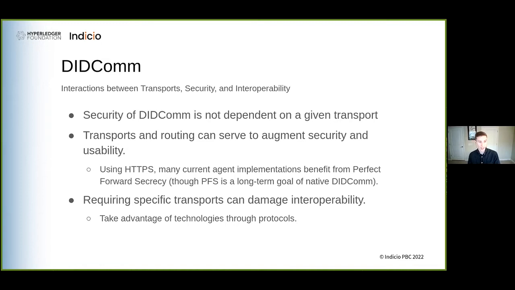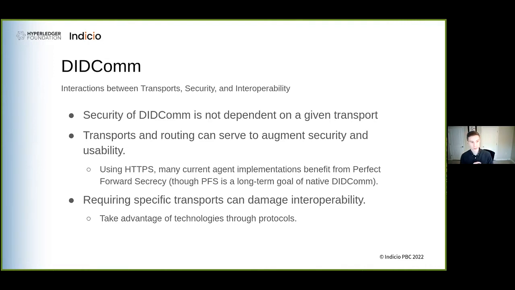For example, using HTTPS as a transport, many of our current agent implementations benefit from perfect forward secrecy, which is a desirable attribute for cryptography. Something I'm not really well versed in the details of, but you can look up perfect forward secrecy for more information on that. So they benefit from perfect forward secrecy today, even though that is still a long-term goal of implementing natively within DIDCOM.